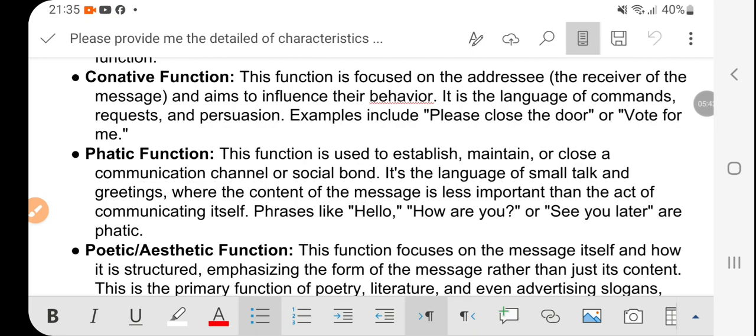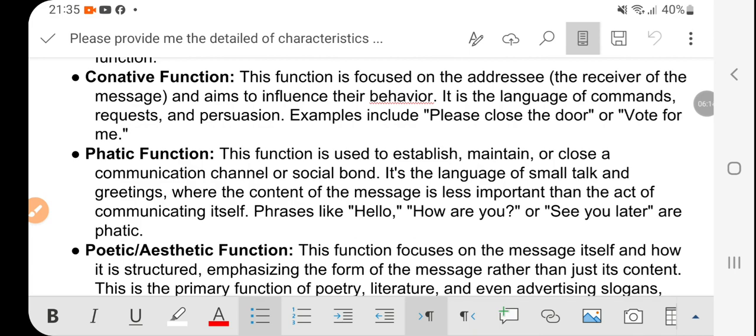So this function is focused on the addressee, the receiver of the message, and aims to influence their behavior. When we want to get a reaction from someone, then we use language. And then the language of commands, requests, persuasion, suggestion, right? So then we use this conative function.